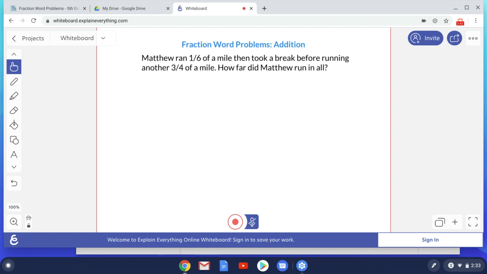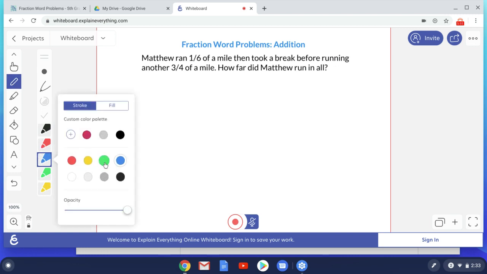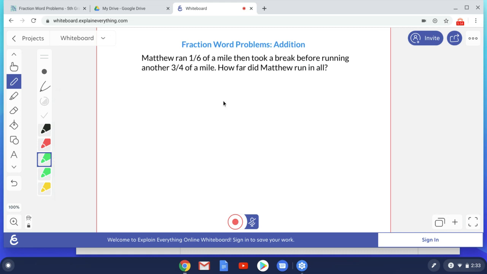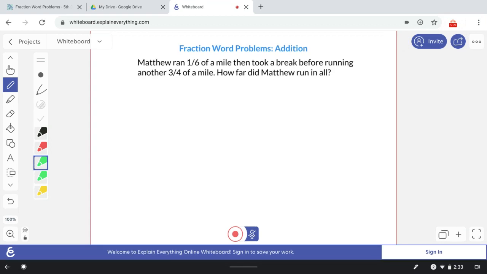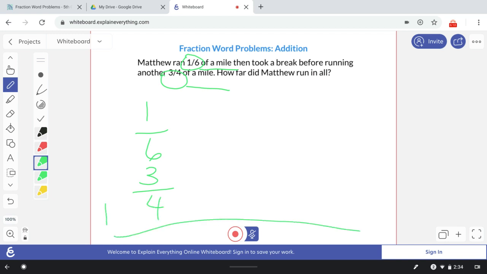Now we are ready to solve the problem together. Matthew ran. Again, you're going to see me do my keywords and numbers. I'm going to use green this time. All right, Matthew ran 1/6 of a mile, then he took a break before running another 3/4 mile. So I know one part is 1/6, and I know the other part is 3/4. How far did Matthew run in all?